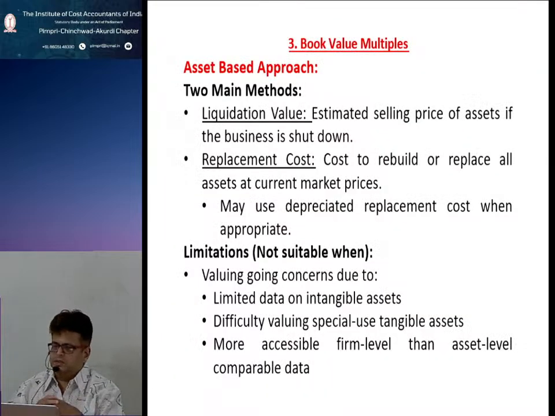So the two main methods are, first, liquidation value. For example, the estimated selling price of assets. Assuming that the business is going for liquidation because the members have asked for voluntary winding up, or creditors have asked for a voluntary winding up, or bankruptcy has been declared and the liquidation has been ordered by the tribunal under the court's order. In any situation, liquidation value is typically the estimated selling price of the assets if the business is shut down either voluntarily or mandatorily by the NCLT order. So that's one, liquidation value.